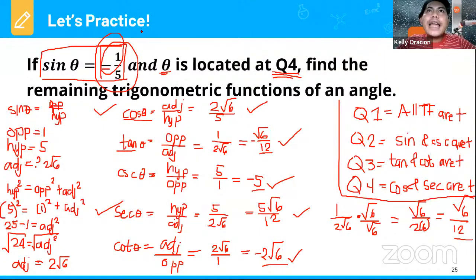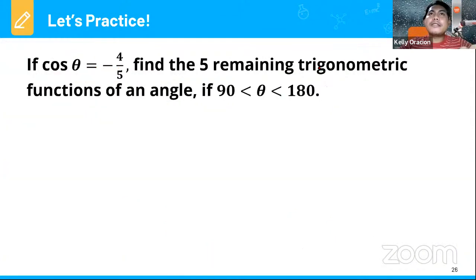If ever negative, instead na dapat positive siya according sa quadrant position, change lang to positive, or mali siya sa solution. Mali siya if ever ganyan siya. Dapat mag-follow talaga siya sa tamang sign based on the location of the angle. Sige. Next problem na tayo. The last problem.